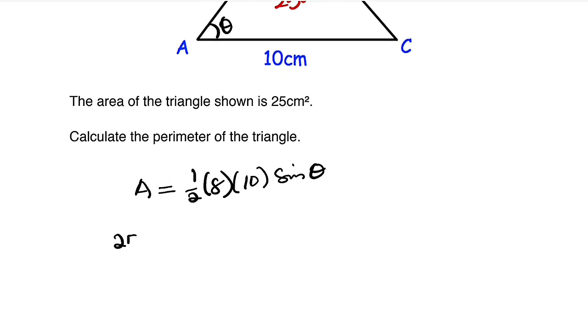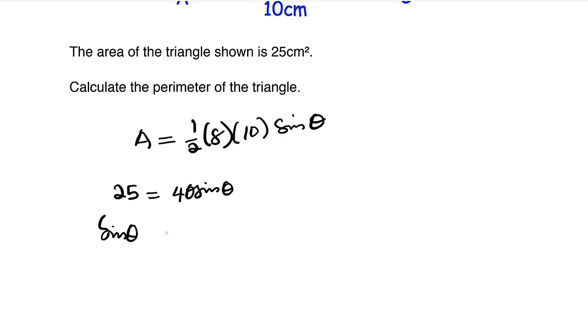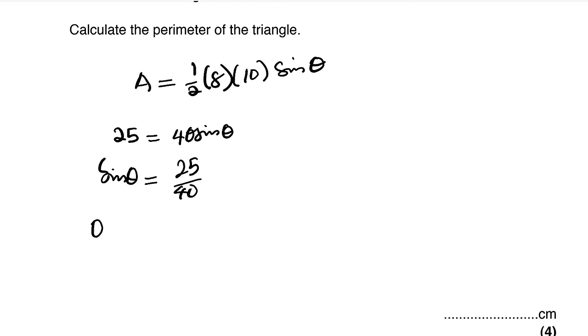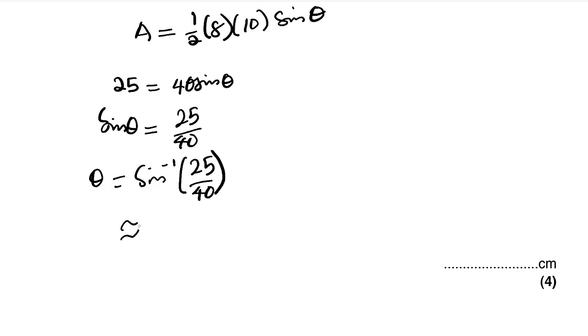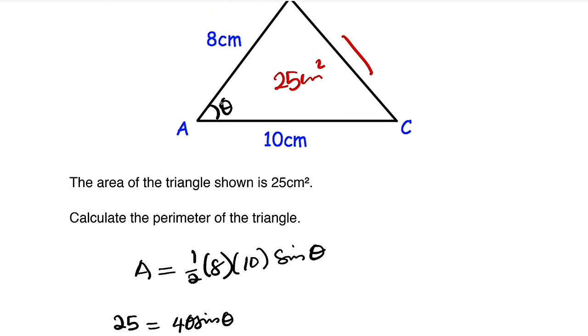Area is already given to us as 25. This is equal to 80 sine theta. Okay, let me say 80 divided by 2 will give us 40, right? So it will be 40 sine theta, and therefore sine theta would be equal to 25 divided by 40, and theta itself will be sine inverse of 25 divided by 40, right? And this is approximately equal to 38.68 degrees. So this is the angle right here.